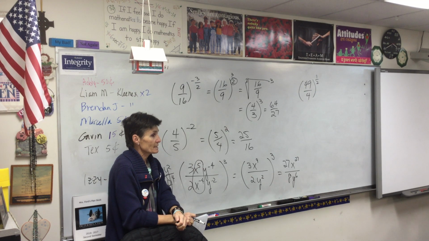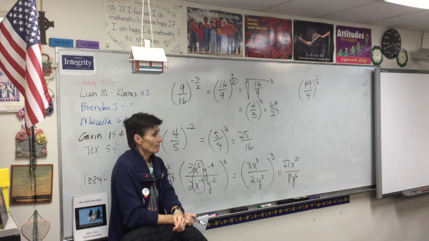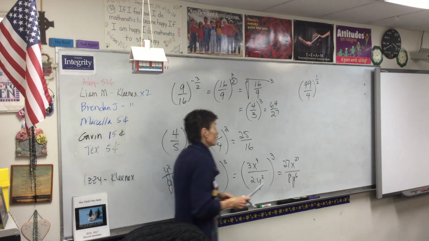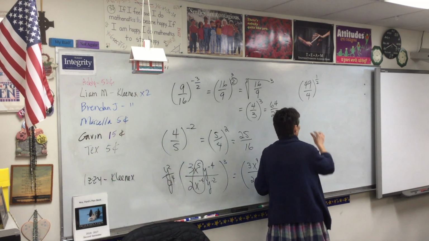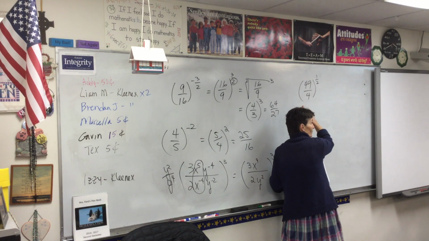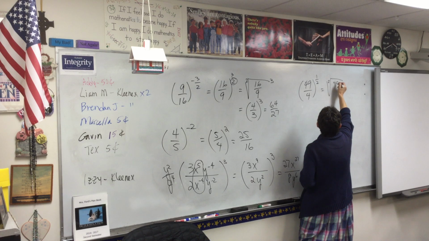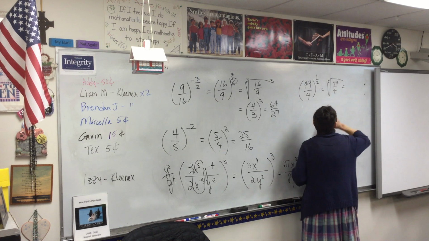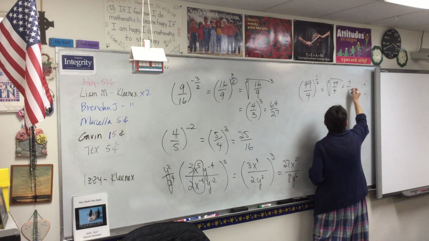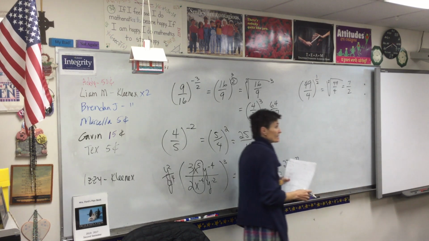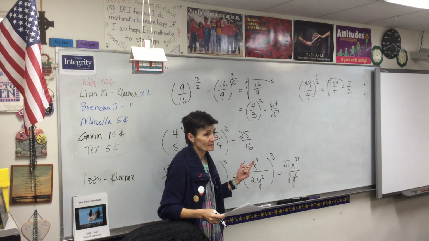Alright, next problem. What's happening in this one? It's a radical. Square root. Yeah, there's no flipping going on in this problem because there's no negative exponent, right? So all we're doing is square rooting 49 fourths. 7 over 2. So it's 7 over 2 and you're done. Kids, some of the problems don't have 12 steps.